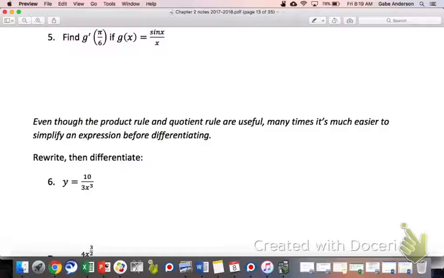Okay, so let's take a look at number 5. Number 5 says g prime of pi over 6 is what we're supposed to find. Notice that word there, find. That's the key word that tells us what we're supposed to do. This is written in the opposite order of that other question, right? It gives you what you're supposed to do first, and then it gives you a little information afterwards.